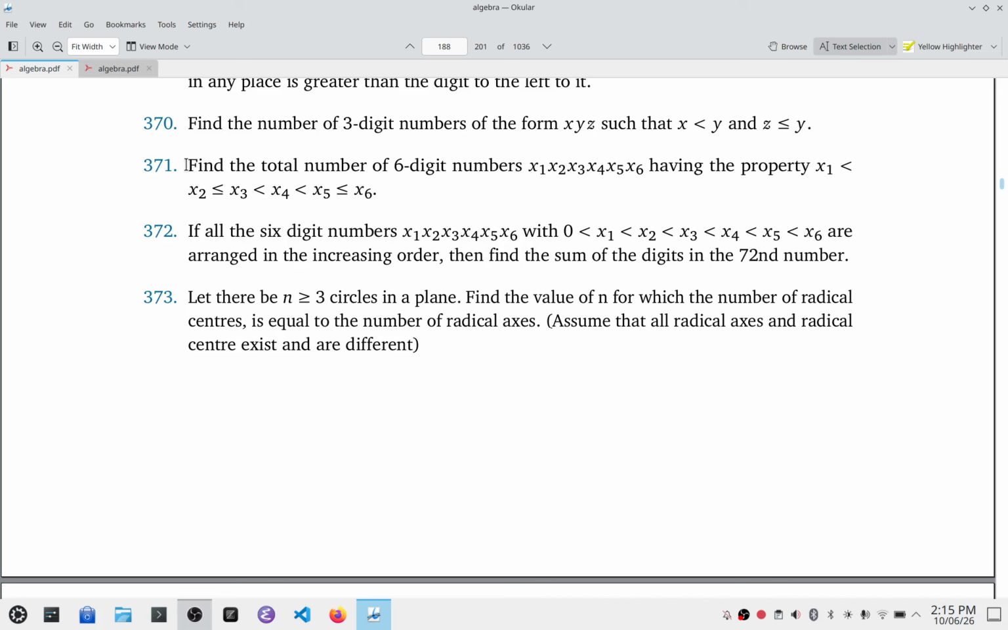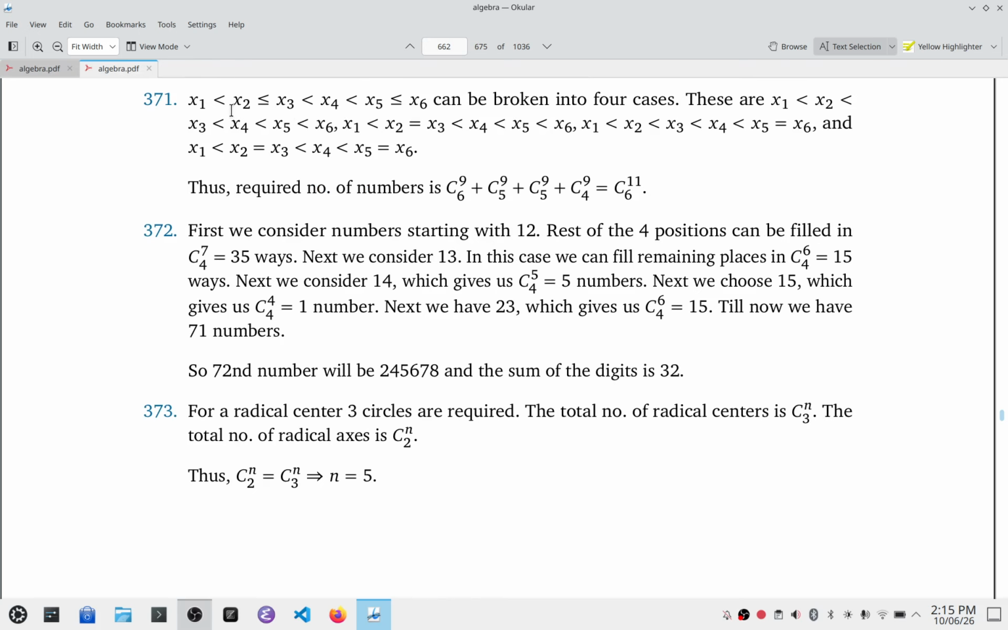Question 371 says: find the total number of 6-digit numbers x1 through x6, where x1, x2 and so on are all digits, having the property x1 through x6 in ascending order, with the exception that x2 can be equal to x3 and x5 can be equal to x6.